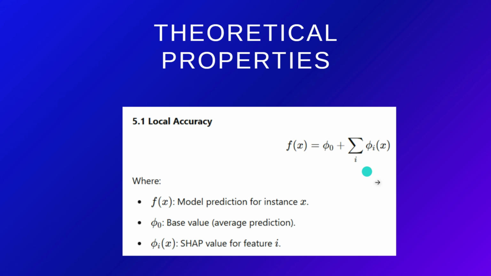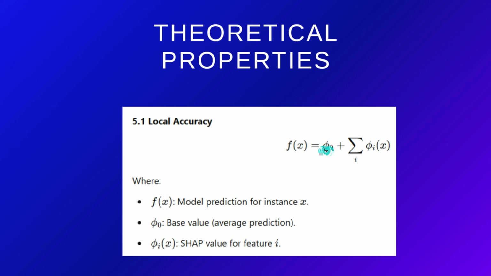and let's break this down step by step. Here f of x. This represents the model's prediction for a specific instance x, and it is the output of the machine learning model when given the input x, and this phi sub 0.